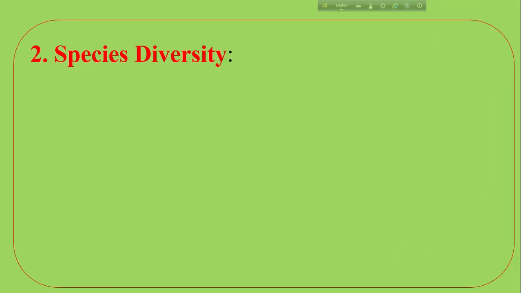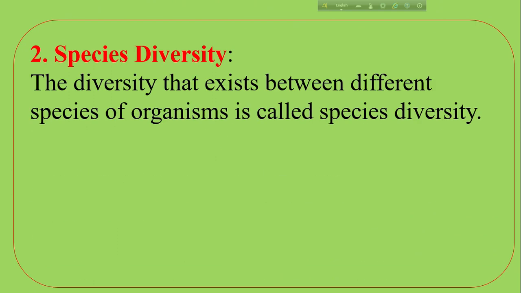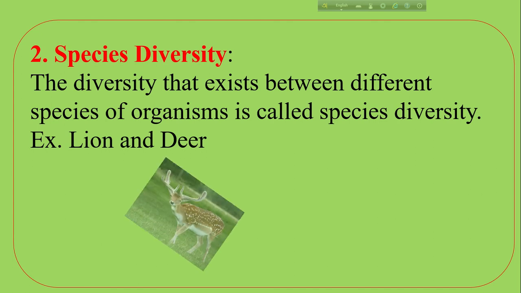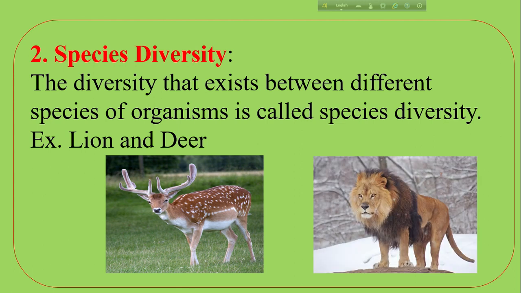Species diversity. Species is different here. The diversity that exists between different species of organisms is called species diversity. Lion and deer. A picture of deer, picture of lion. Different species, they are not the same species. That's why their characteristics are different. Very simple. This type of diversity is called species diversity.